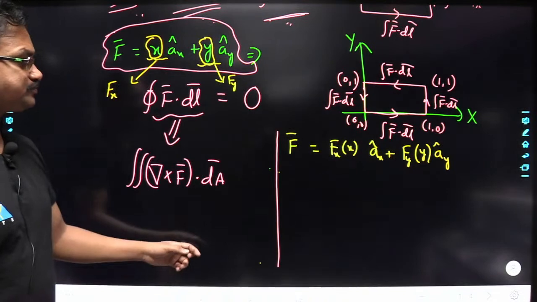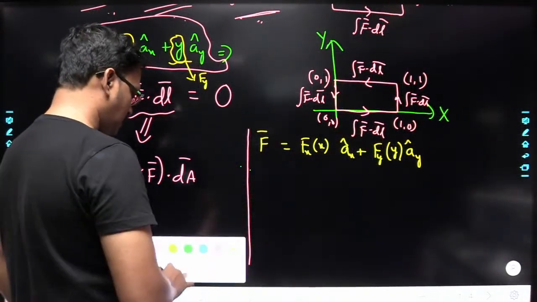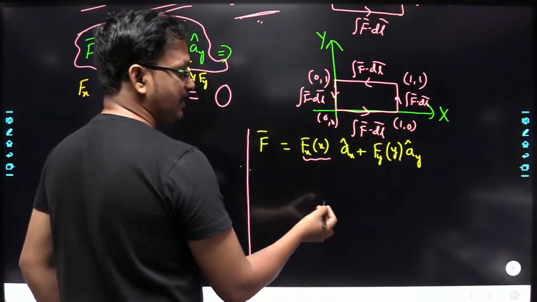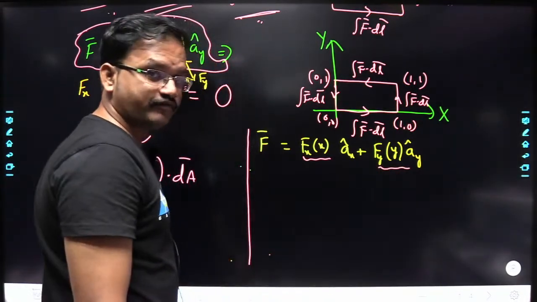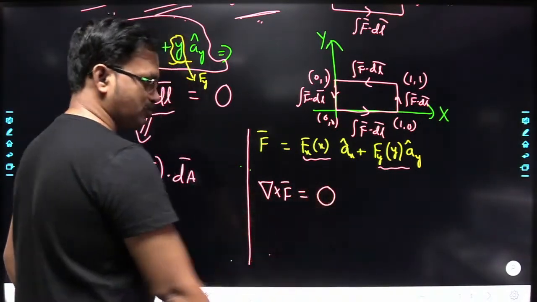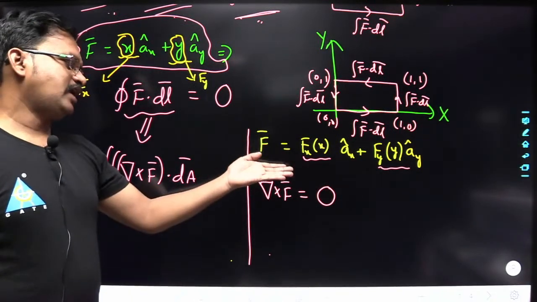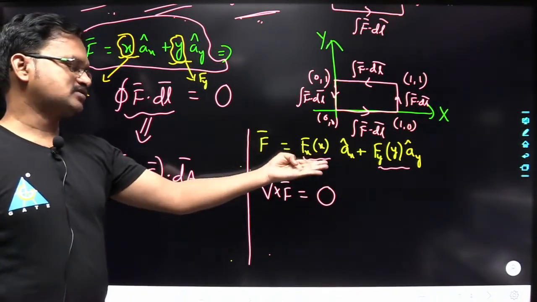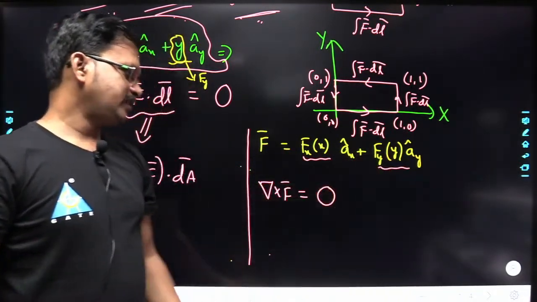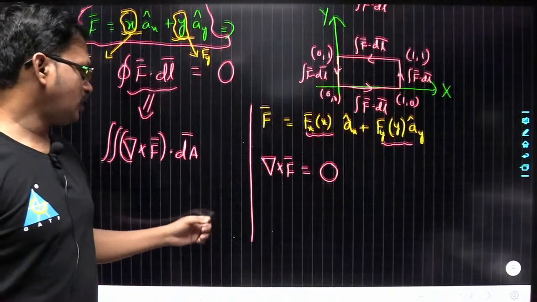Okay, I have already told that whenever F bar is a vector field where the x component is a function of only x and the y component is a function of only y, then the curl of F bar will be equal to 0. Already we have done all these things here. So whenever you have such a vector field, the curl of that vector field will be equal to 0.